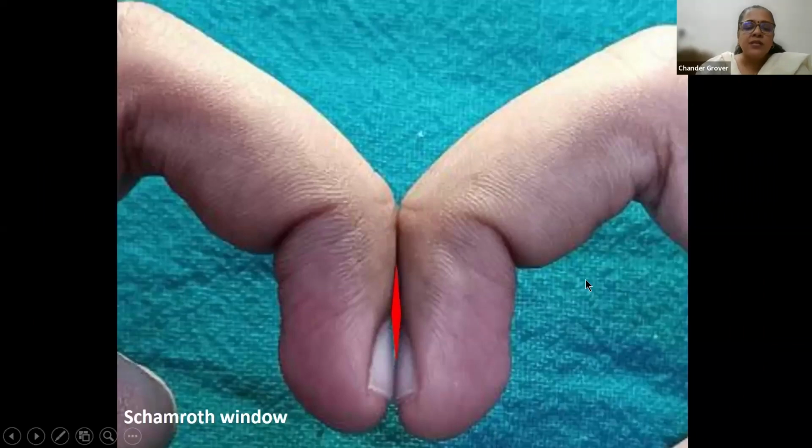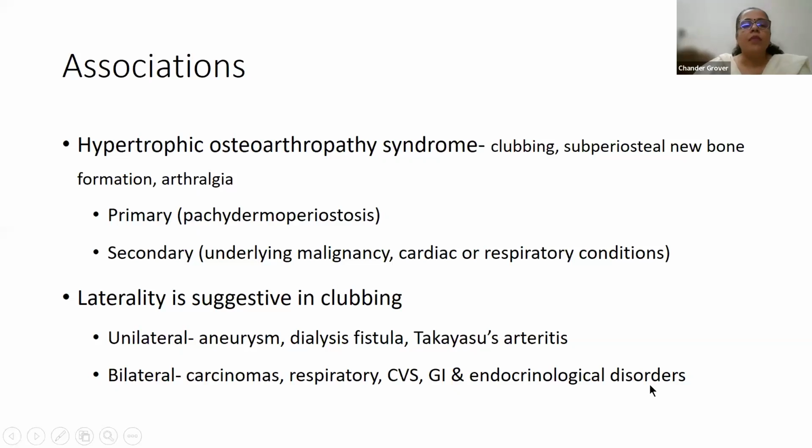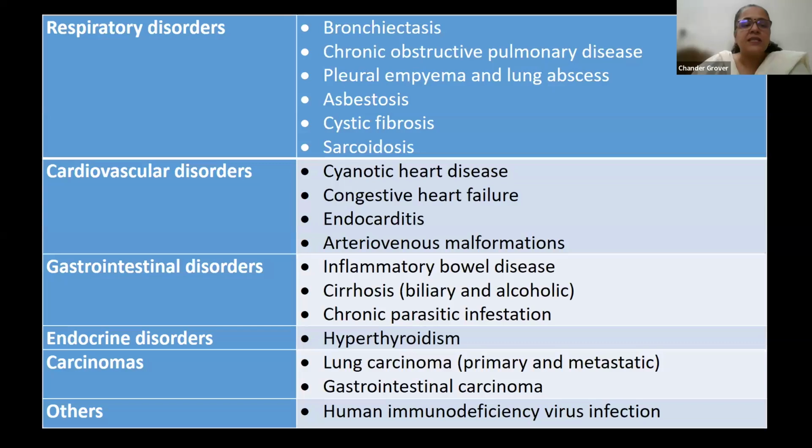Schamroth's window is the easiest to do. You just ask the patient to oppose both the fingers. The normal diamond-shaped space which forms in between is easily obliterated in a patient with clubbing. There are various associations with clubbing: the hypertrophic osteoarthropathy syndrome, the primary form known as pachydermoperiostosis, and the secondary form, secondary to many underlying malignancies, cardiac or respiratory conditions.